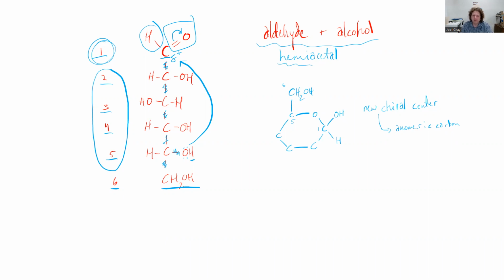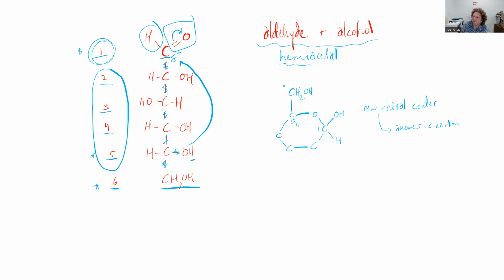Okay, so back to our ring structure. We've accounted for carbon number 1. We've accounted for carbon number 6. We have partially accounted for carbon number 5. And the reason I say partially is because the only thing that we didn't include is we didn't draw our hydrogen bound to carbon number 5, but I assure you it's there. Now, what we need to go on to from there is carbons 2, 3, and 4. So I'm going to put a star by 5.